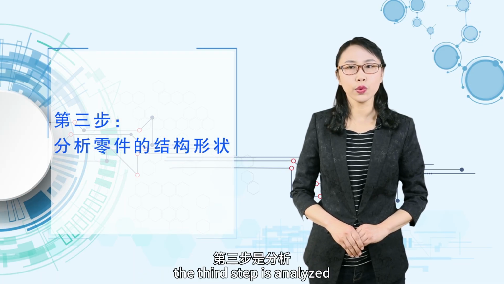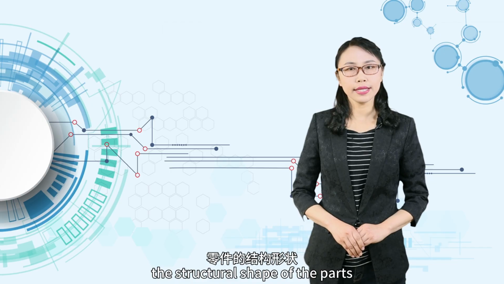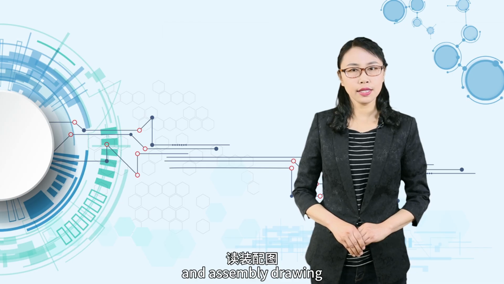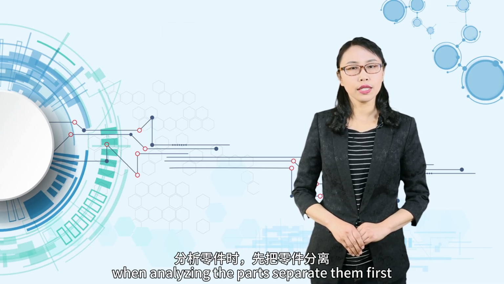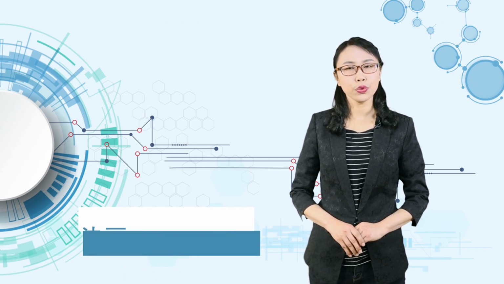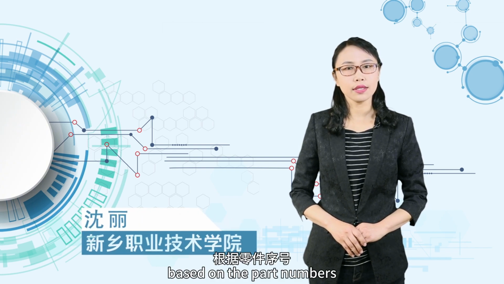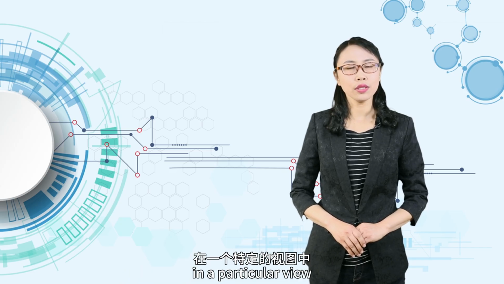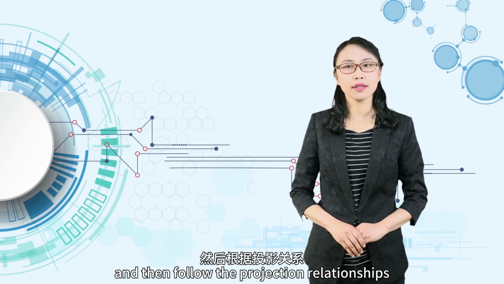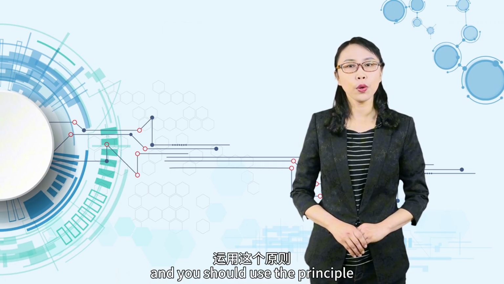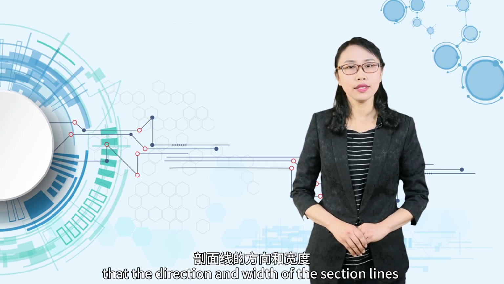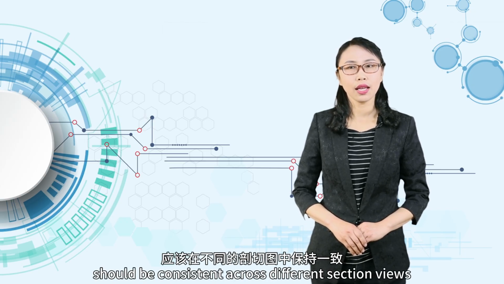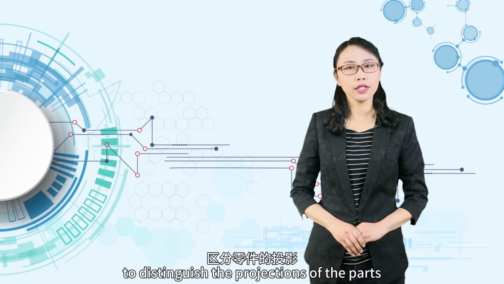The third step is to analyze the structural shape of the parts. Analyzing the parts is a further step in reading an assembly drawing. When analyzing the parts, separate them first. Based on the part numbers, first locate the position and scope of the part in a particular view, and then follow the projection relationships. And you should use the principle that the direction and width of the section lines for the same part should be consistent across different section views to distinguish the projections of the parts.